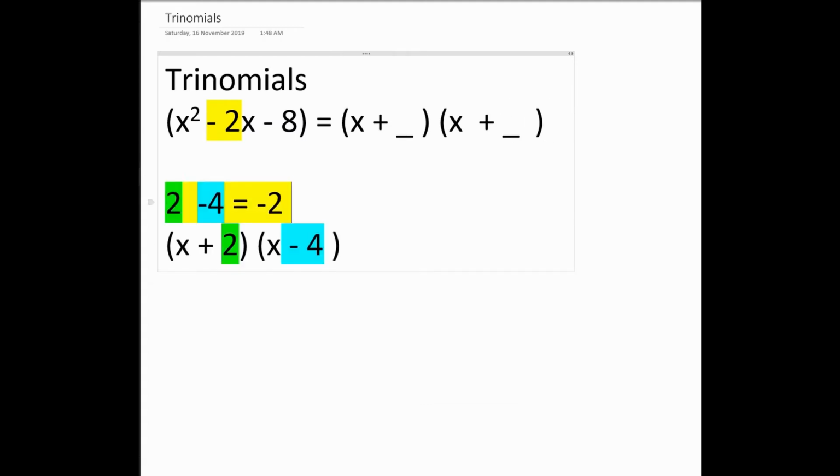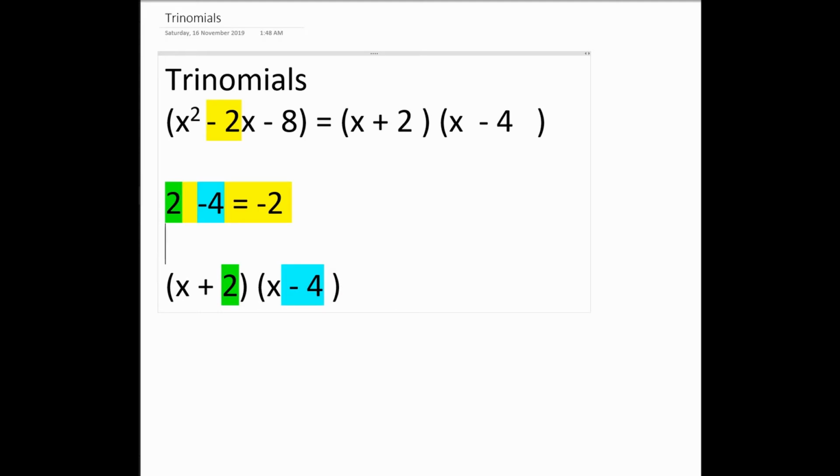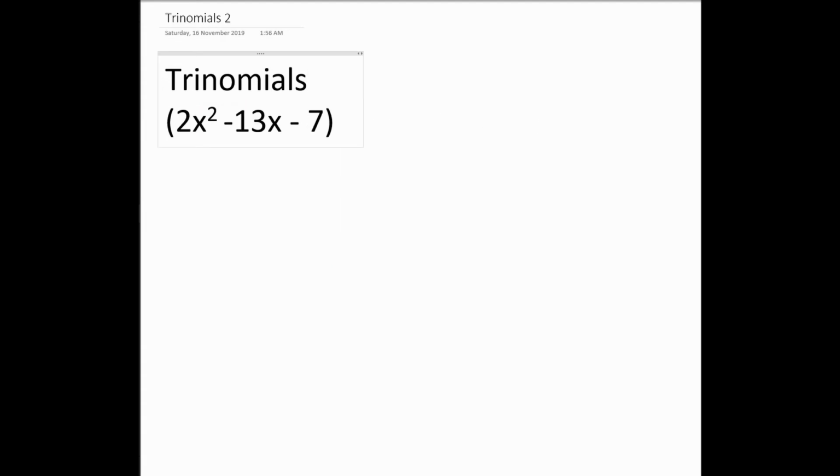So we have 2 and negative 4. We just put those values in the blanks. Thus, we will have x plus 2, then x minus 4. So this is the resulting factors for this particular trinomial. Let's look at another trinomial sample. This one is 2x squared minus 13x minus 7.